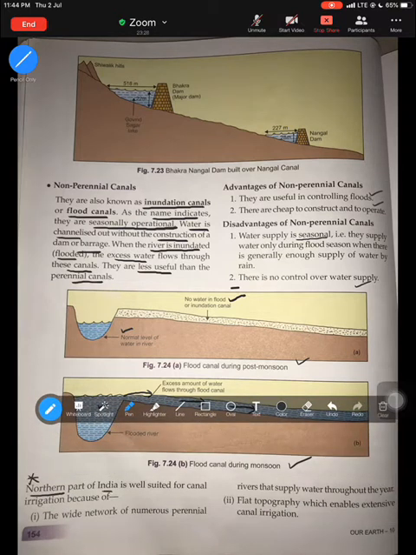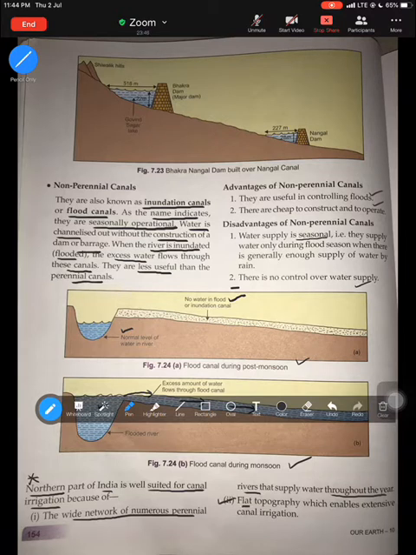Northern part of India is well suited for canal irrigation. You might get a question: why is the northern part of India popular for canal? Because of the wide network of numerous perennial rivers that can provide water throughout the year. So there are numerous perennial rivers in the northern part of India which have water in them throughout the year. Similarly, they can provide water to the canal throughout the year.